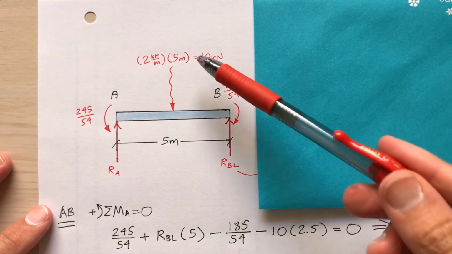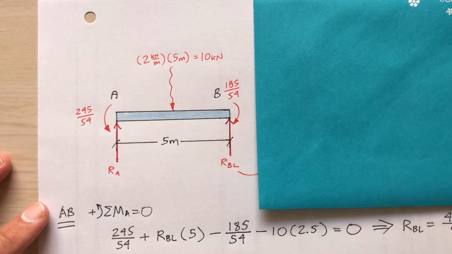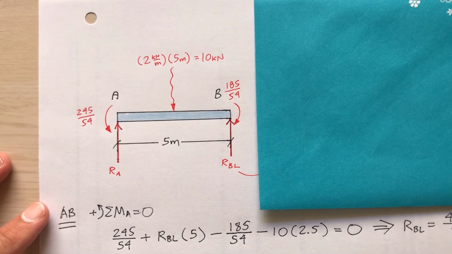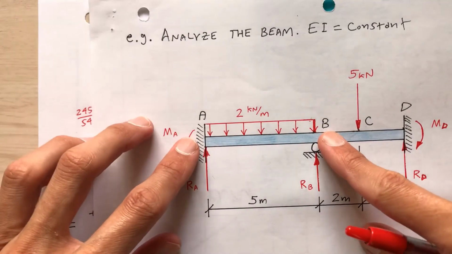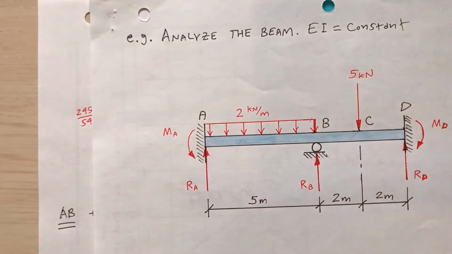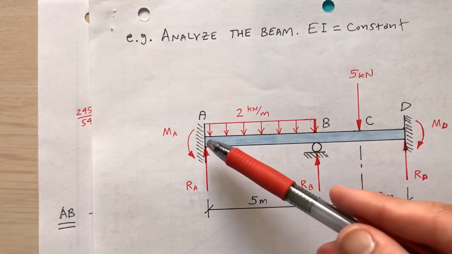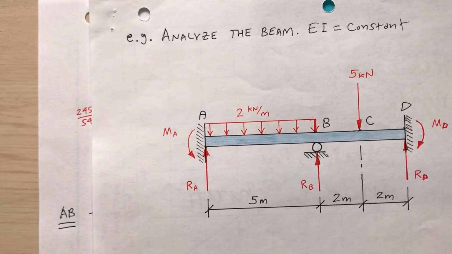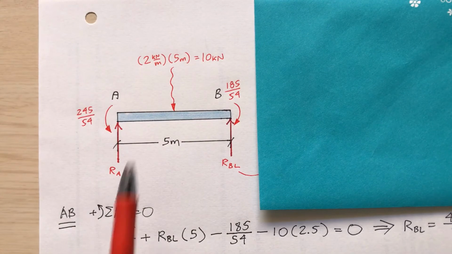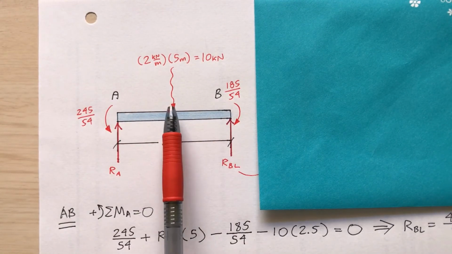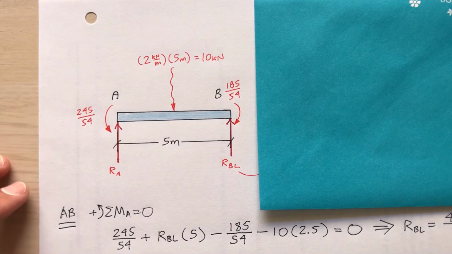So AB, I remember there was a 10 kilonewton resultant distributed load on there. I forgot to have that on there a moment ago. So remember AB now, I've got a distributed load of 2 kilonewton per meter. Multiply that by 5 meters. So the resultant, 10 kilonewtons. And I didn't show it, but that acts mid-span, so 2.5 meters from either A or B.